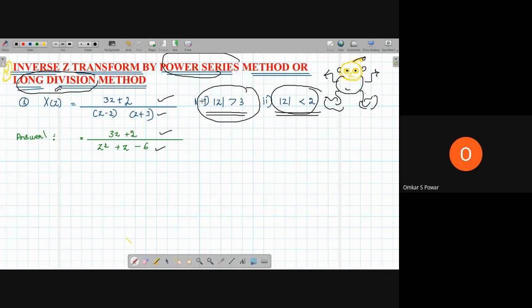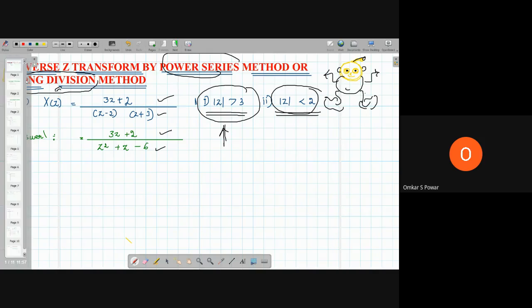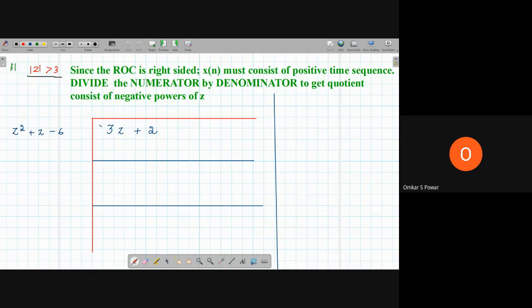Then we will take the first condition, mod z greater than 3. Let me go to another page. For mod z greater than 3, if you take the ROC, this will be 3, and your mod z is greater than 3. So your ROC is on the right-hand side, correct? And your x of n must consist of a positive time sequence. Whatever you calculate, x of n should have a positive time sequence.